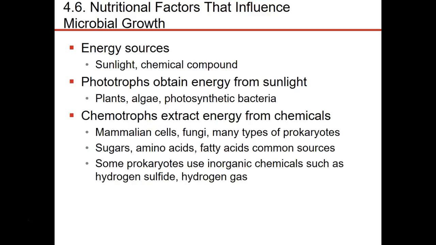Bacteria also gain energy in different ways. So they can gain energy by taking energy from the sun. So that would be a phototroph, or they can get energy from organic materials like the carbohydrates again, and that would be a chemotroph. Humans are chemoheterotrophs because we get our carbon source from organic materials, and we get our energy from organic materials.